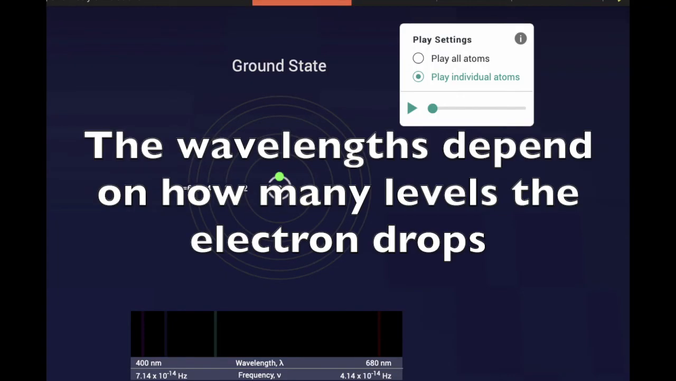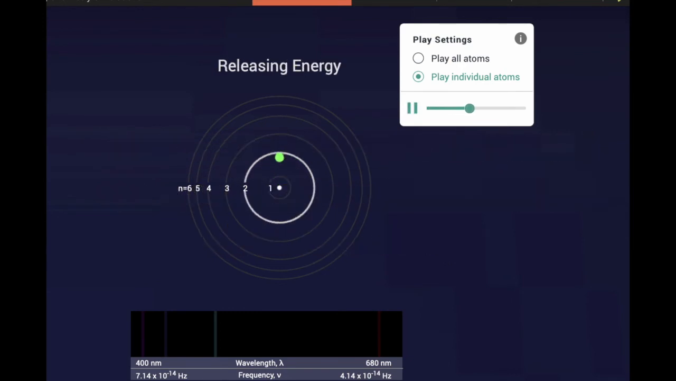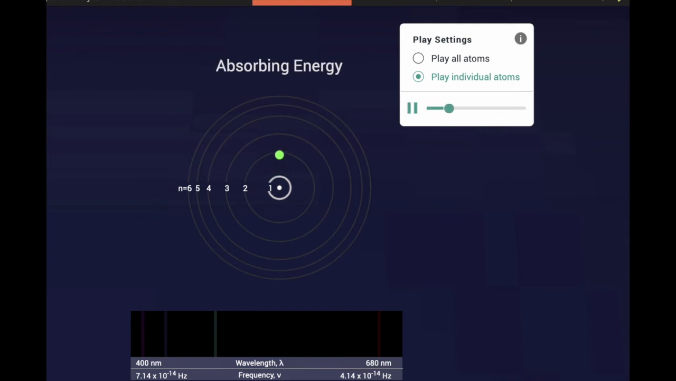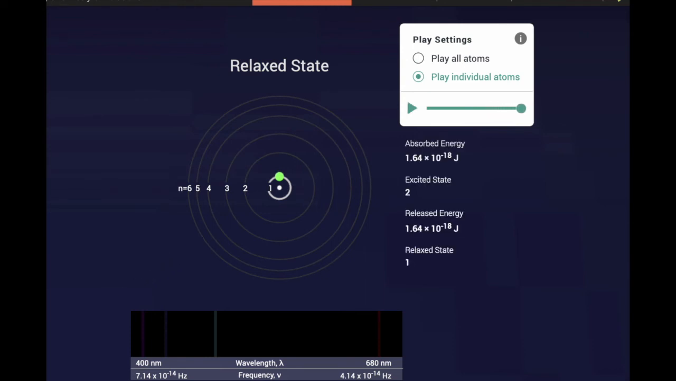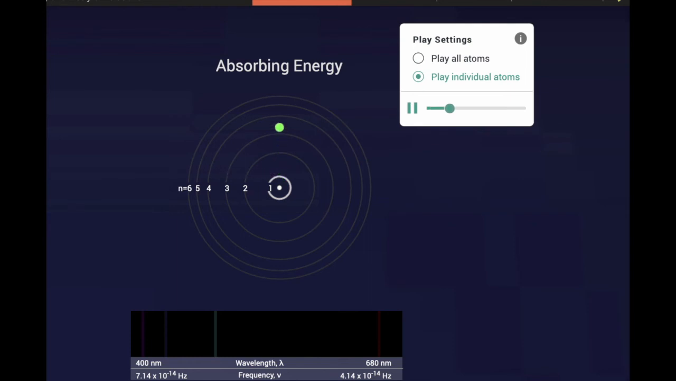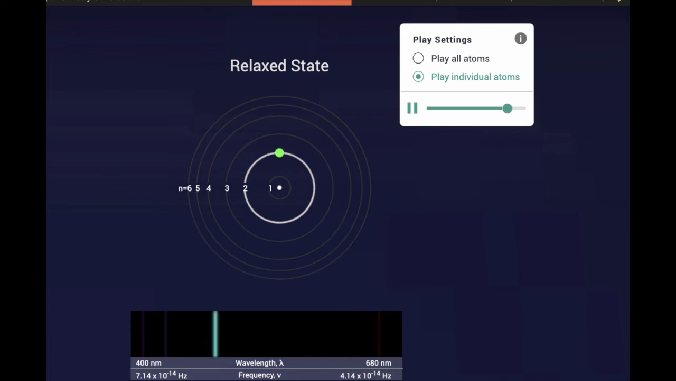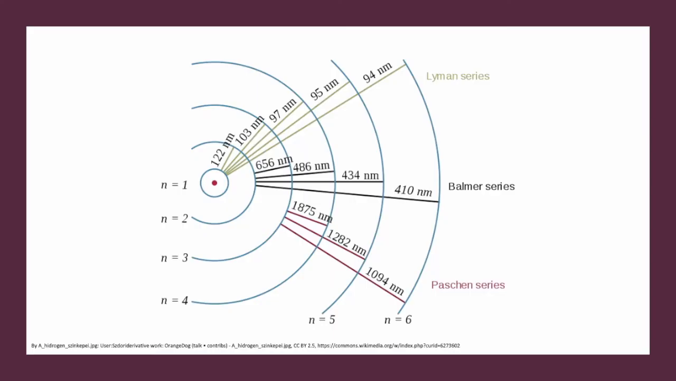The wavelengths of the photons released depend on how many levels the electron drops and which levels they drop down to. An electron that drops across several energy levels will release photons with a higher frequency of energy. An electron that drops fewer energy levels will emit photons with a lower frequency and energy. An electron that drops all the way back to the first energy level will emit photons with a higher energy than one that drops to the second or third energy level. This diagram shows that the farther the drop is, the shorter the wavelength is and the higher the energy.